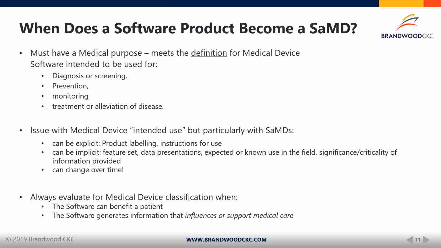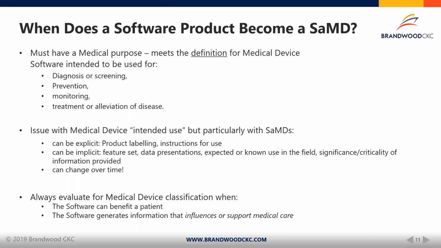Sorry. There are several issues with medical device intended use, particularly with software as a medical device, which can impact the device classification and regulatory status or pathways. They're usually explicit in the product labeling and instructions for use, and they are clear and well-defined. However, they can also be implicit. They can be determined from the software feature set, data presentation, expected or known use in the field, or by the significance and criticality of the information provided. Lastly, and more specifically to software, is that they can change over time. This is a very important consideration, as it can have significant impact on the regulatory status.